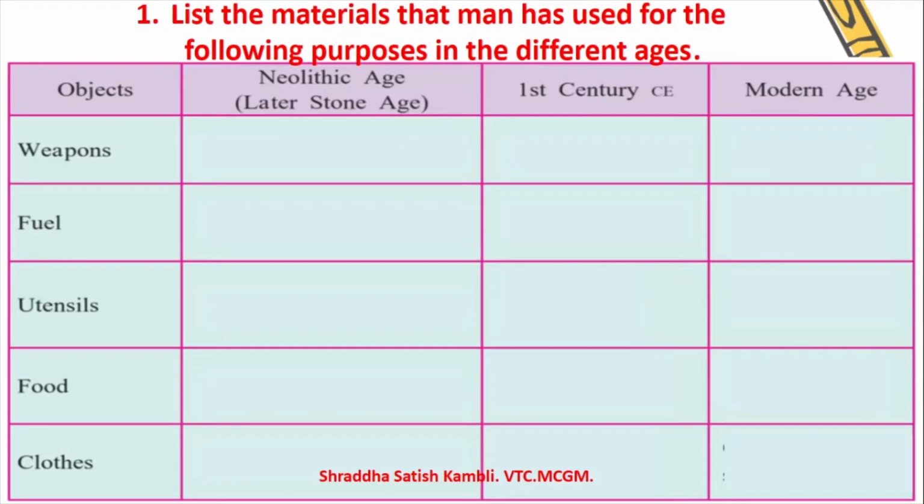So come on, let's do one exercise from the warming up part before we go to the actual story. You're supposed to list the materials that man used for the following purposes in different ages. Now I told you that we went through different stages of evolution. We went through different times when we developed slowly to become the modern human being that we are today. So what materials have we used through the different ages?